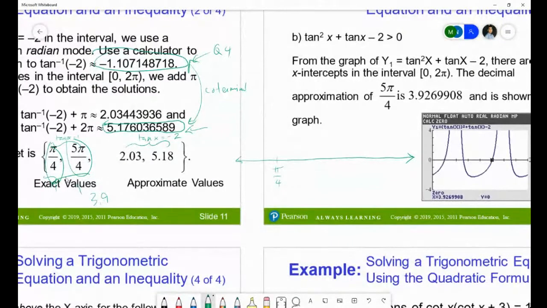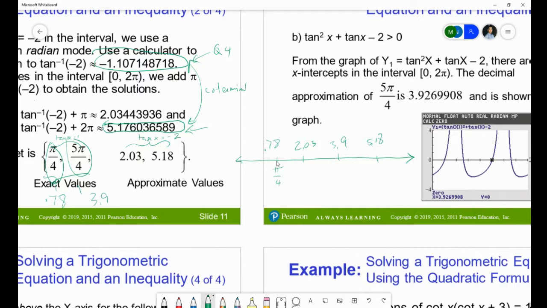Okay? What is pi over 4? 0.7853. So we have 0.78, 2.03, 3.9, and 5.81. Of course these spacings are not correct, but we don't need to know the exact spacing here.